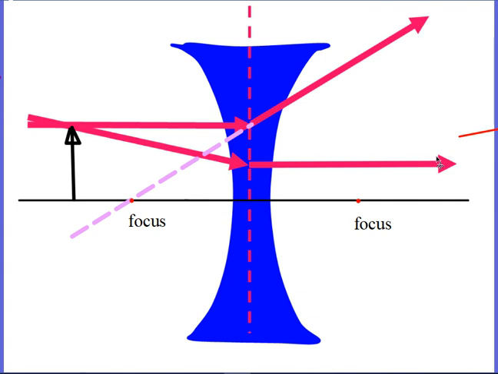This light is diverging, but your brain, thinking that light travels in a straight line, extends these two lines backwards, and it sees an image. Just like for a mirror, with a diverging lens, you only get virtual images, and they are all diminished.